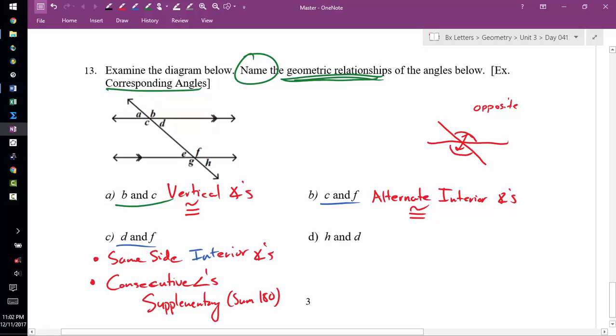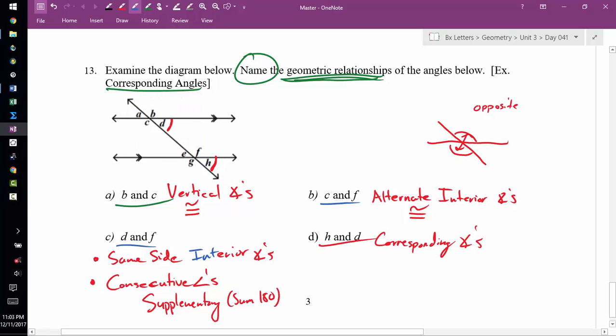And the last pair that we're going to talk about today is H and D. These are corresponding angles because if I just pick it up, they match. They correspond. Another way to think about it is, this angle cluster and this angle cluster. D is the one that matches up with H.